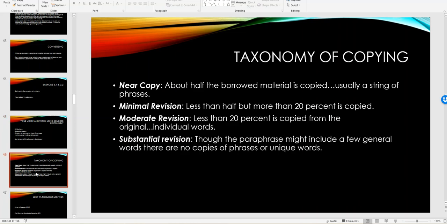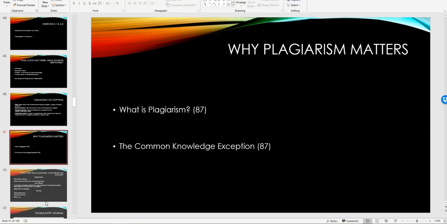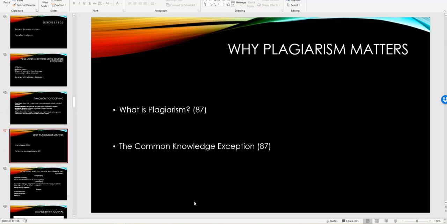The chapter talks about this taxonomy of copying, which is an interesting section that everyone should read. The near copy, the minimal revision, the moderate revision, and substantial revision. Whether you summarize or paraphrase, you have to understand that how much of the original language you use can lead to plagiarism. I hope everybody takes a good look at what is plagiarism on page 87. The common knowledge exception is also on page 87. How to go about using and citing sources.